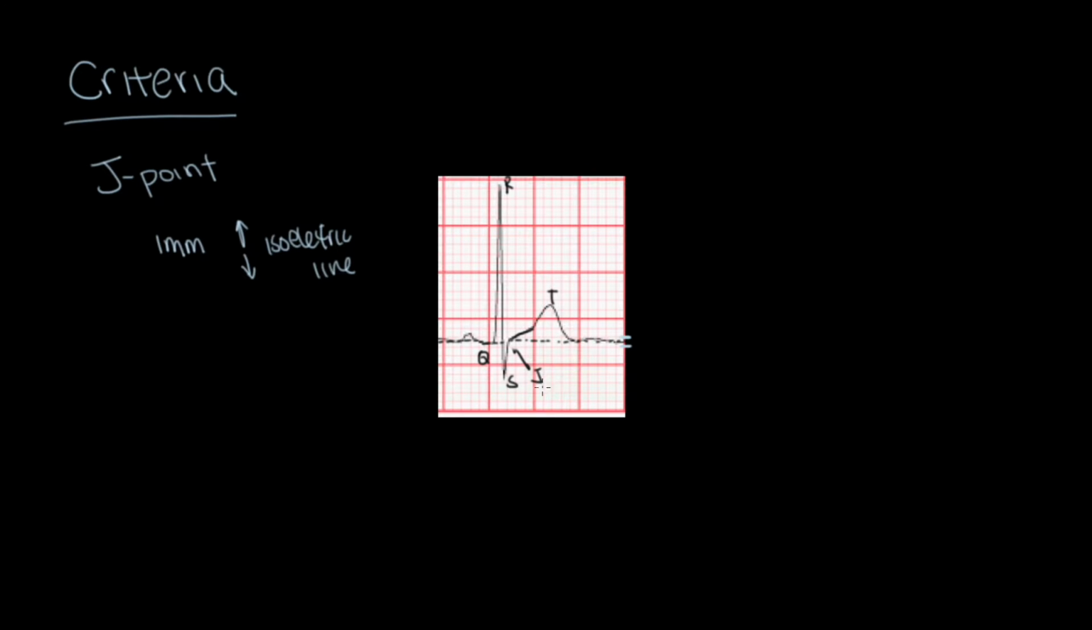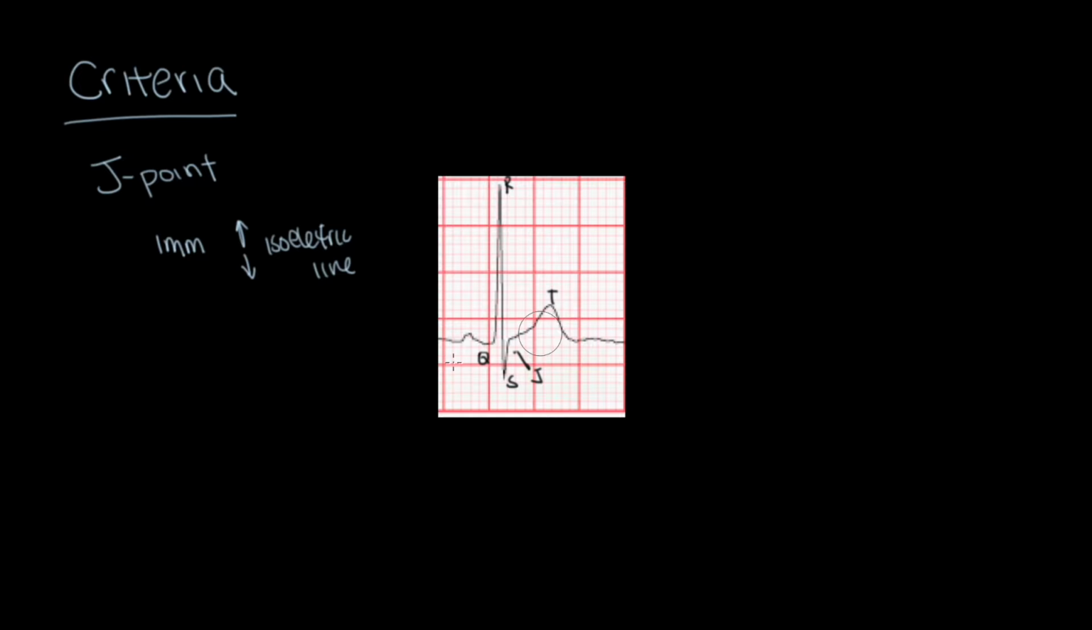And so that means that for this ST segment to be considered an ST segment elevation, the J point must be at least 1 millimeter, which is one small box above this isoelectric line. So since the isoelectric line is right here, let's say halfway in between these two light lines, the J point must be at least halfway between these two or above in order for the ST segment to be considered an ST segment elevation.